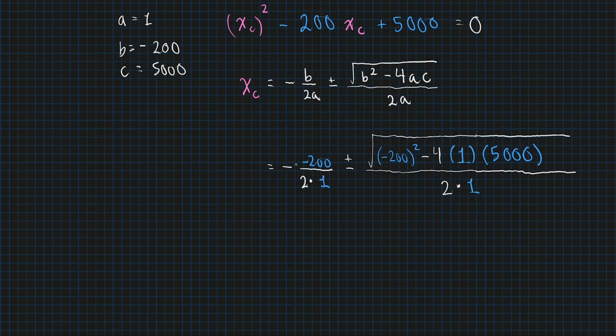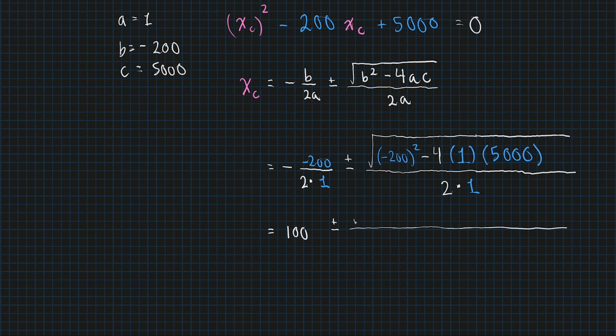All right, well, what's negative 1, which is this negative out here, times negative 200? Well, that's just positive 200. And we have a 2 in the denominator. So we have 200 divided by 2. That's just 100. 100 for our negative b over 2a. And to that, we are doing plus or minus. Let's work with this stuff under the square root first.